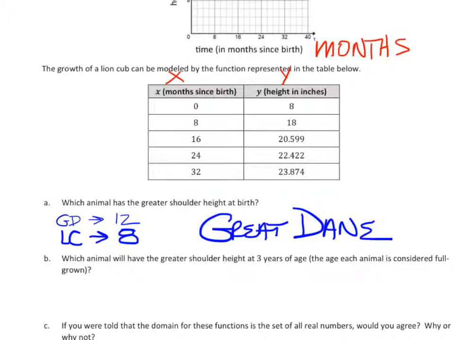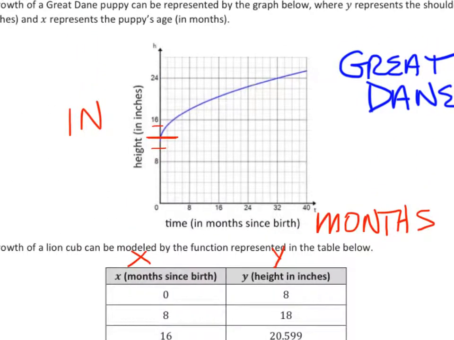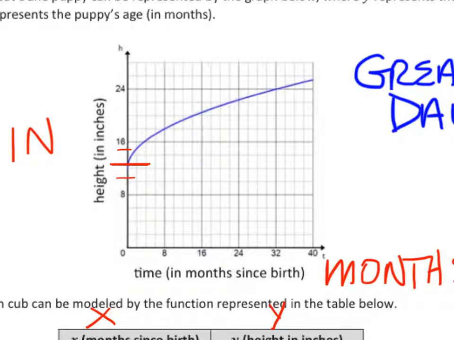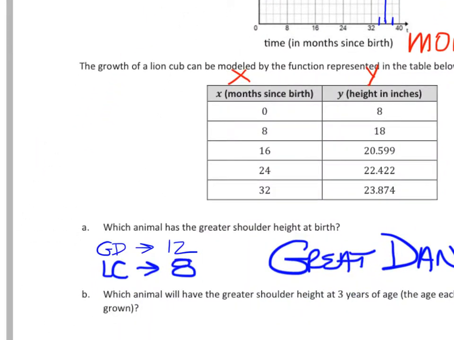Which animal will have the greater shoulder height at 3 years of age? The age each animal is considered full grown. Three years of age. How many months is 3 years? 36. All right. So this over here is 32, 34, 36, 38. Here is 36. What is that shoulder height approximately? It looks like it's about 24 and a half. Yeah, I'll go with 24 and a half for the Great Dane.